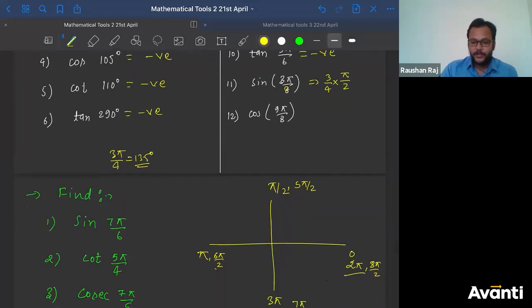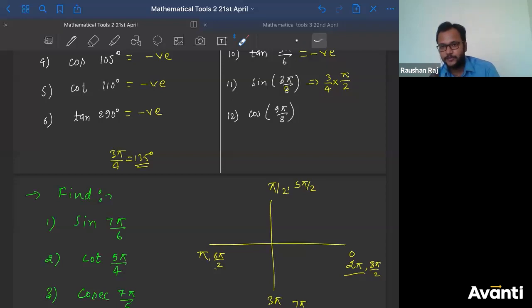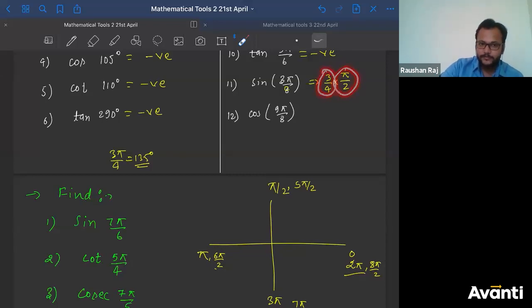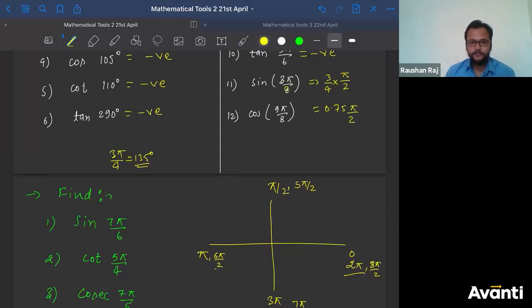So where does pi by 2 lie? Pi by 2 lies here. This is 0. Now 3 by 4 is less than 1 or greater than 1? 3 by 4 is less than 1, 0.75. That means if you multiply pi by 2 with a value less than 1, the result will be less than pi by 2. This is nothing but 0.75 pi by 2. This is 0, this is 1 pi by 2. So 0.75 pi by 2 will be somewhere here in the first quadrant.